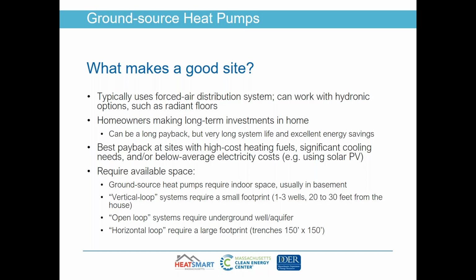First of all, in the basement, you need to install a heat pump, typically in the basement, just like you would a boiler or a furnace. For open loop systems, a vertical borehole, typically you'll have 1 to 3 wells at a site, and they're typically located 20 to 30 feet from the house and spaced about 20 feet apart from each other. An open loop system requires an underground well or aquifer.